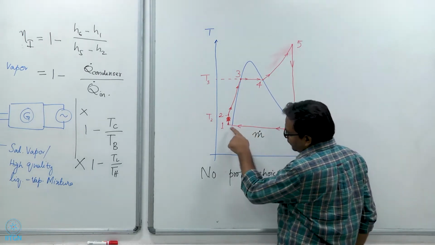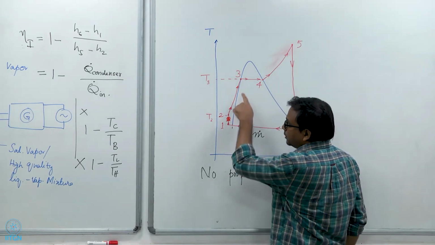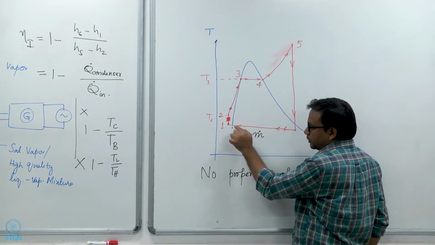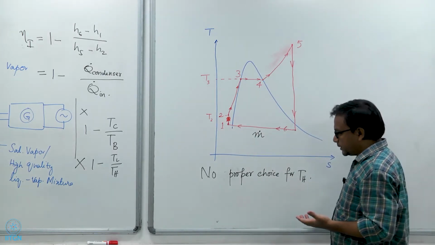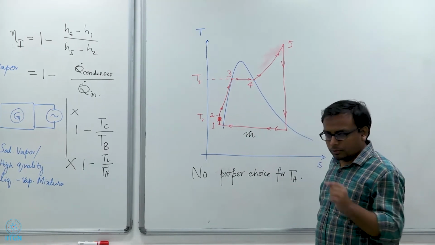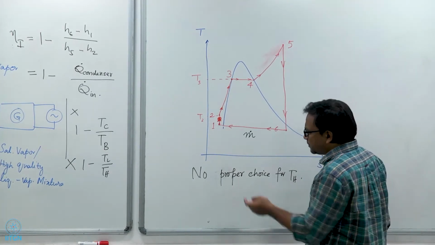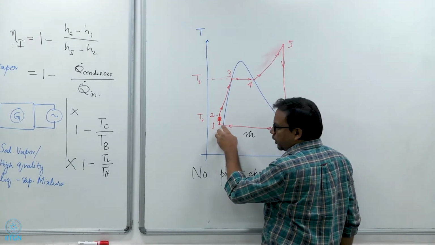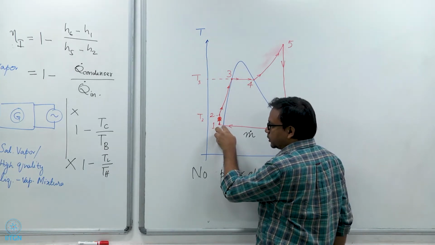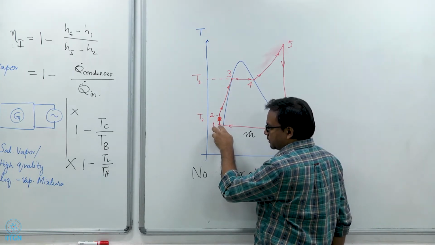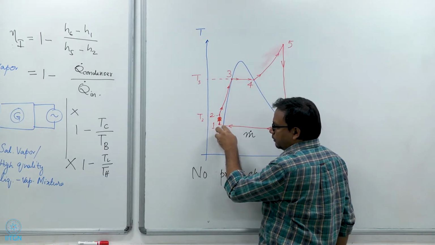although you can argue that if this point 1 is exactly on the saturated liquid line, then throughout this condensation process the temperature remains constant, which I can take as TL. That is also not true. Why, we will shortly discuss, but usually this water does not come out as saturated liquid. Okay, it comes out as subcooled liquid.